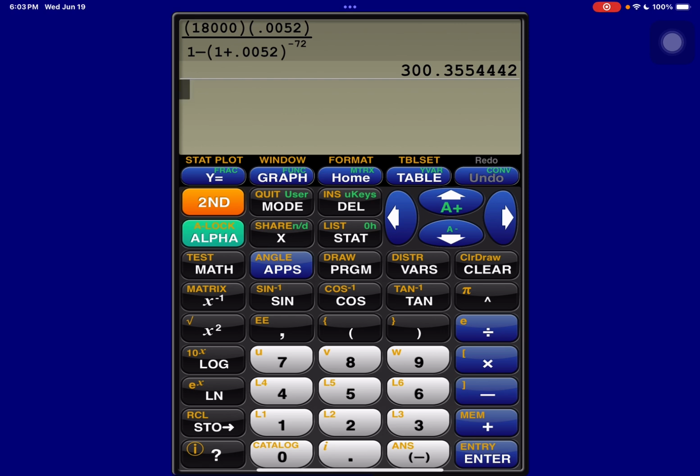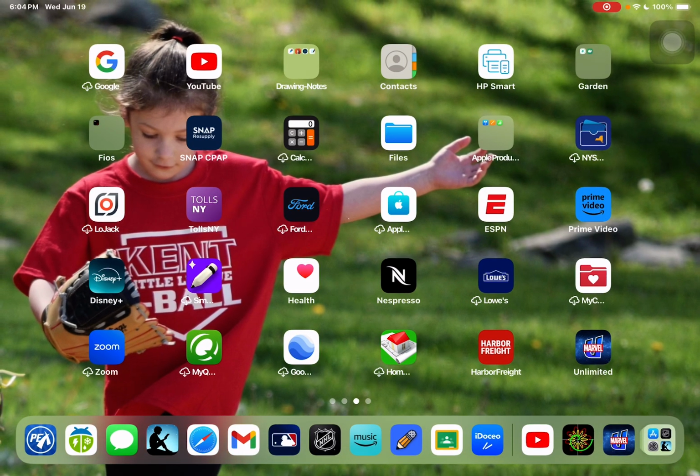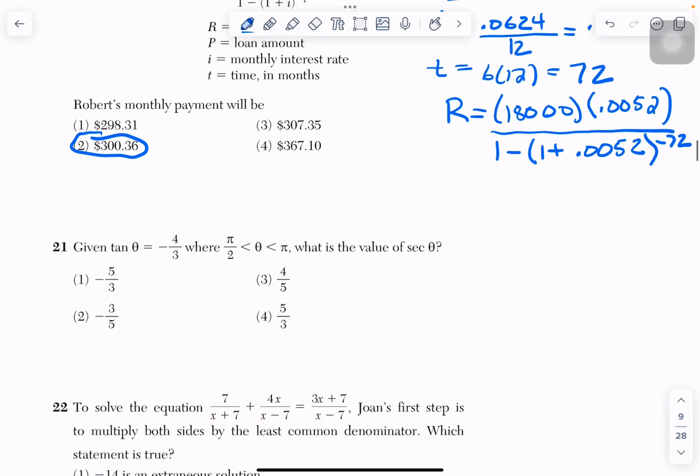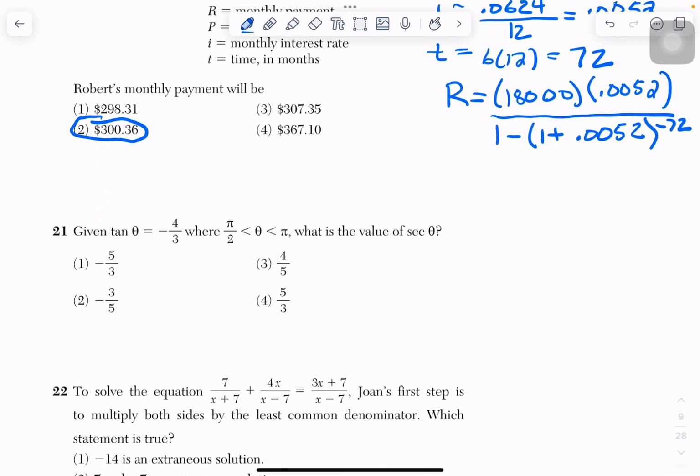Okay, so when you have these things that are fractions, it's better to put them in as an alpha y fraction than to try to group them, because inevitably we get them mixed up, right? We don't group them right. So you could try that with your calculator. All right, so let's go back to here. This turned out to be $300.36.